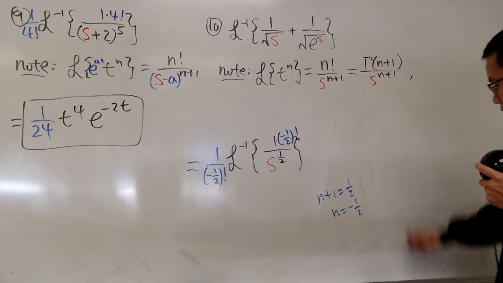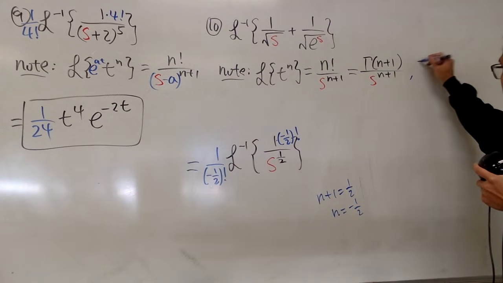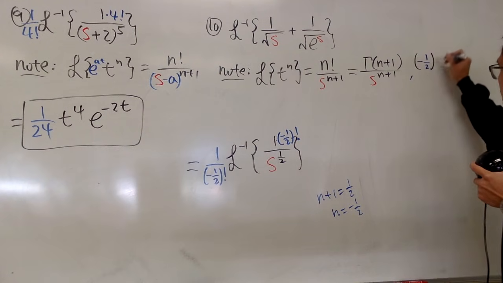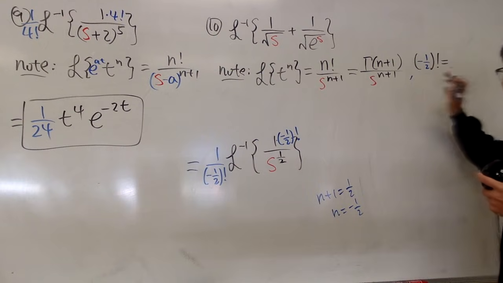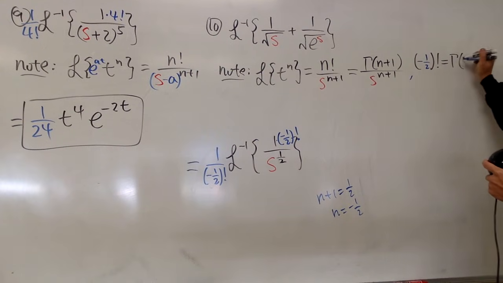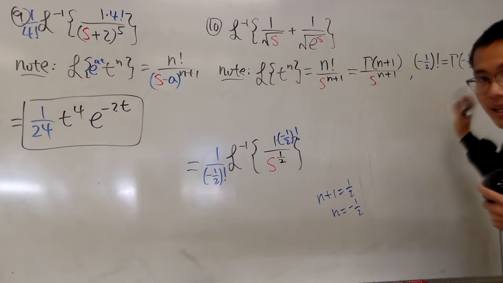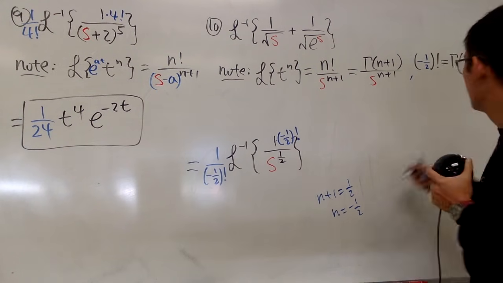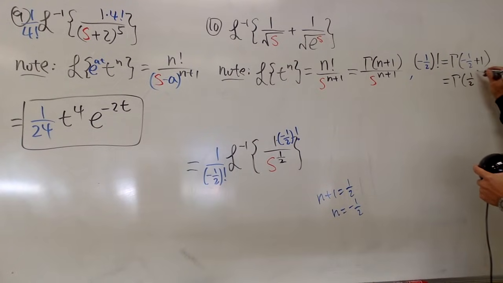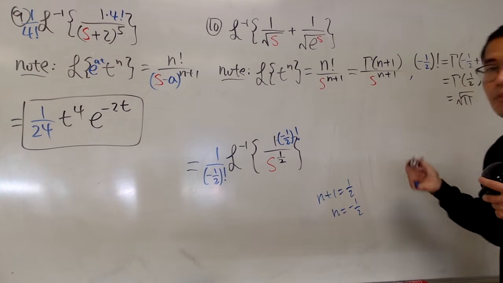Gamma of, let me just write it down like this, -1/2 factorial. This right here is the same as putting -1/2 in the gamma of -1/2 plus 1, like this. And you can watch my previous video and all that stuff. This right here is gamma of +1/2, and you end up with a nice number. It's just square root of pi.